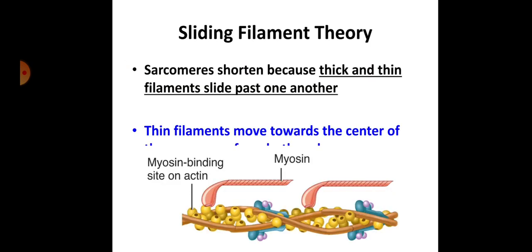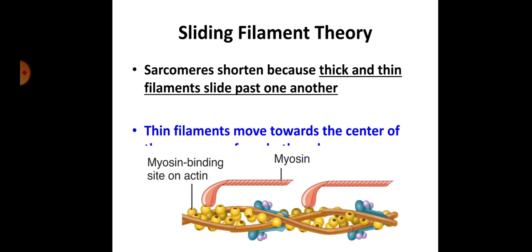Now, in this case, it is being depicted by this diagram. Here, you can see the cross bridges of the myosin filament of the thick filament depicted by the orange color and the actin filament, which have got the brown and yellow globules.